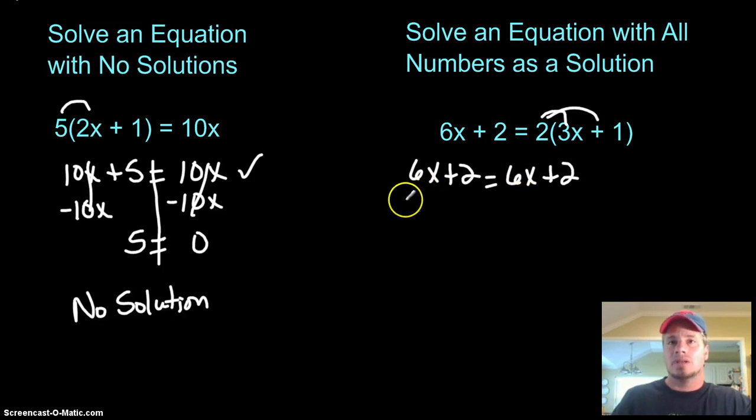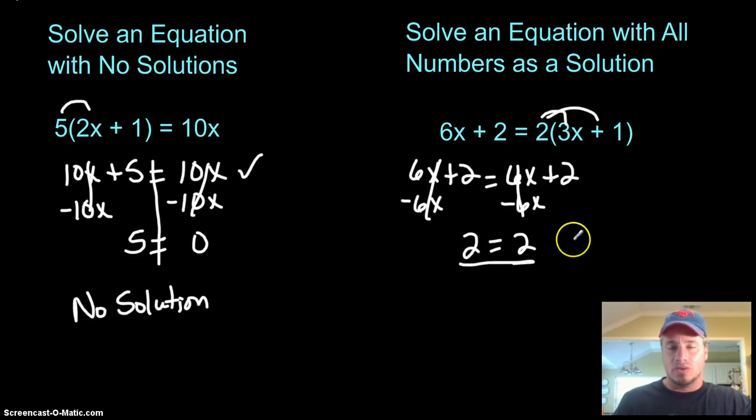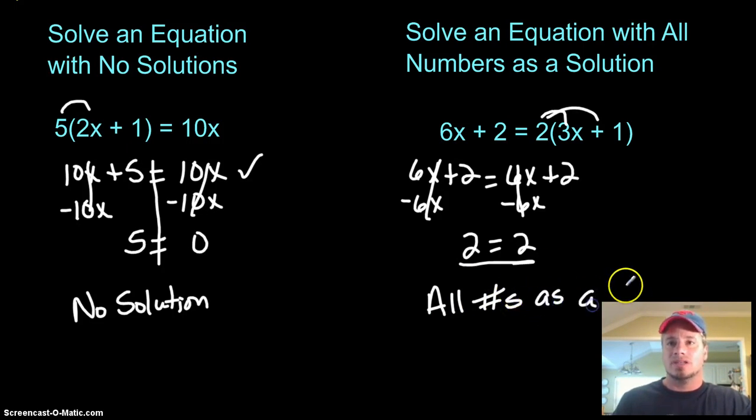Okay, let's cancel the variable out on both sides. Okay, that goes away, that goes away. What am I left with? 2 equals 2. Well, this is different from the other one because this one is true. I lost the variable. I've got 2 equals 2. Anytime you have this and this the same, this is an equation that has all numbers, I'll call it a number sign, all numbers as a solution.